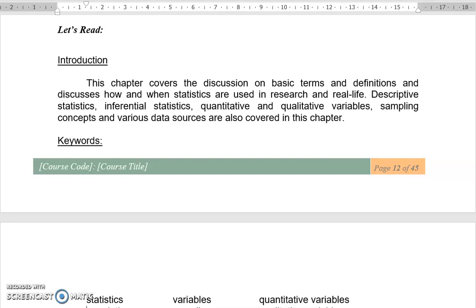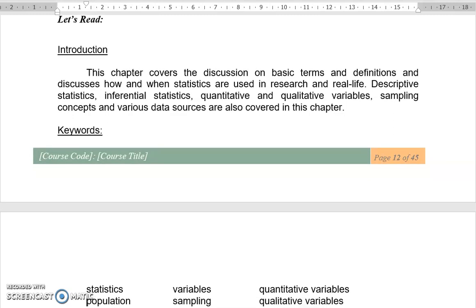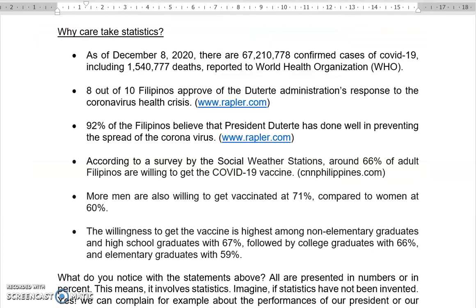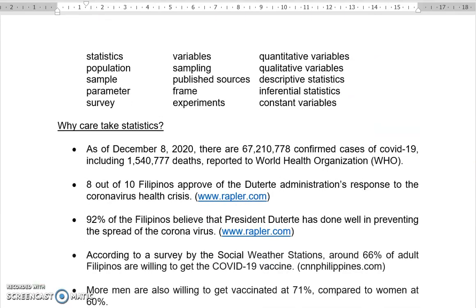doing inferences in statistics. Now, descriptive statistics, inferential statistics, quantitative and qualitative variables, sampling concepts, and various data sources also covered in this chapter. So those are basic terms, and we will be covering basic terms in statistics, and we'll be covering that for this lesson. So basic terminologies, when you hear the word statistics, we have population, sample, parameter, survey, variables.